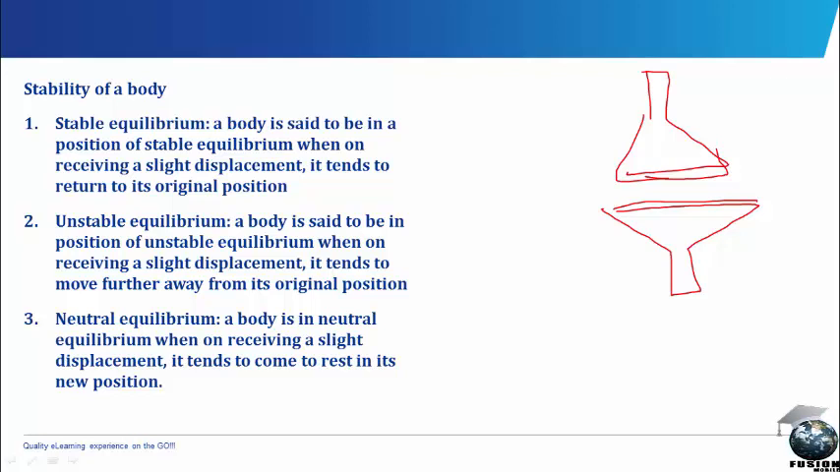While neutral, we get that when the body decides to roll, like this part of the funnel. At this point, the funnel can only roll. It will not fall out or fall back. At this moment, we say that a body is in neutral equilibrium when, on receiving a slight displacement, it tends to come to rest in its new position. At that point, it will only roll around, and that is why we say that spherical bodies are constantly in neutral equilibrium.